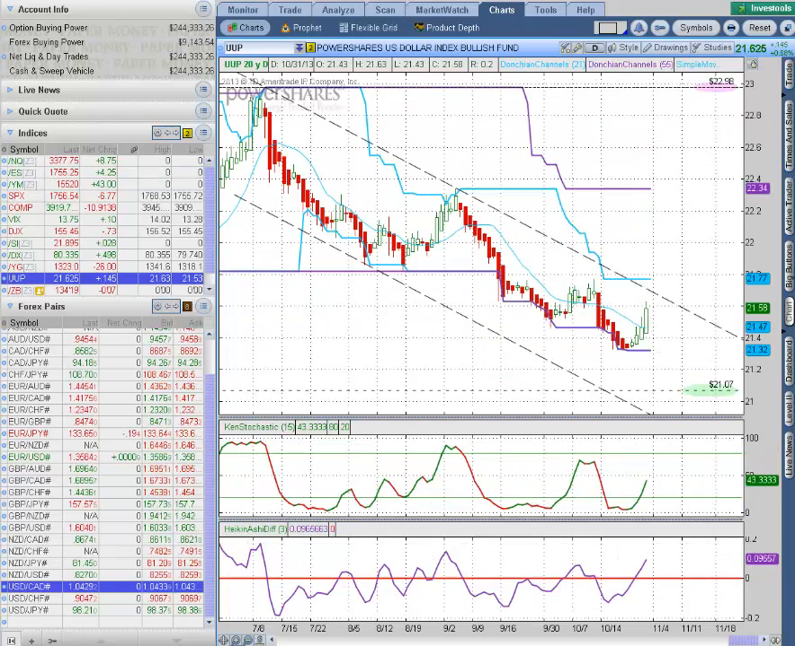The US dollar closed up for the fourth day in a row, and it's now approaching the top of the downward channel. Price, however, remains in the downward channel framed by the black dashed lines. Support is at 21.07 as seen by the light green oval, and resistance is at 22.98 as seen by the light pink oval.